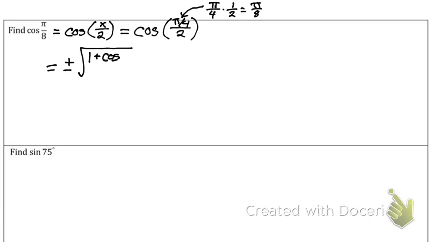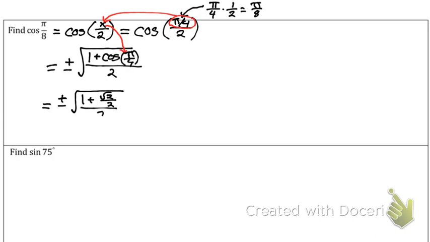Now here's where this gets tricky and people forget about it. This 2 only directs me to where I'm going. I am just using that pi over 4. That is the most important part. That is my x value, so that is the value that's going to go there. So I am just using that pi over 4 over 2. All right, that's going to equal plus or minus the square root of 1 plus, well, cosine of pi over 4 is square root of 2 over 2, over 2.